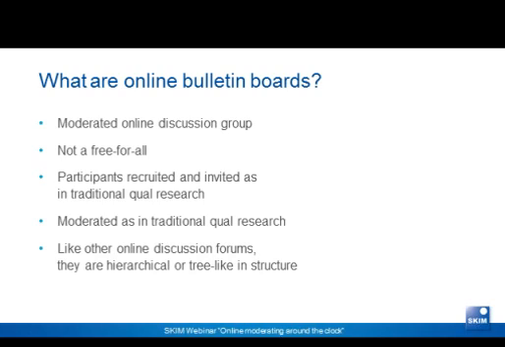It's moderated as in a traditional qual approach, and like any other online discussion forum that you've ever looked at or posted on, whether it was something about frequent flying or how to fix your car, they're hierarchical or kind of tree-like. So there are branches that come off, and then there are limbs that come off, and then there are small little leaves that come off, and you can always follow them back. So we'll show you a little bit what they look like as well.